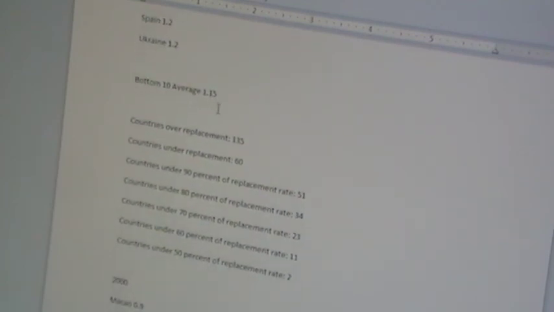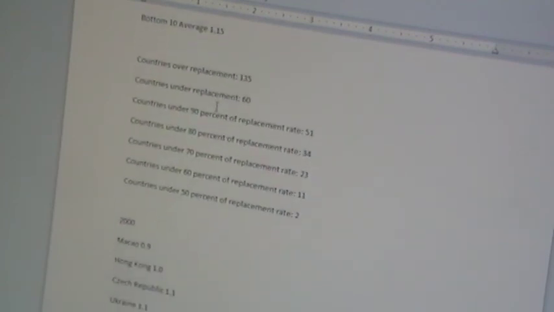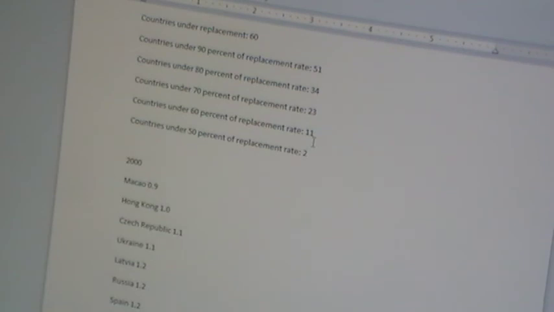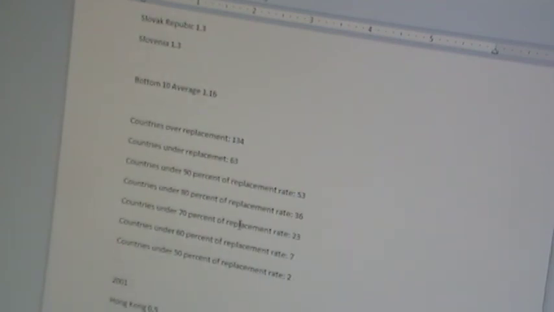And the bottom 10 average again remains at 1.15. Countries over replacement: 135, under 60, 51. All right, in 2000, Macao is 0.9, like I said. Hong Kong 1.0, Czech Republic 1.1, Latvia, Russia, Spain, Belarus, Bulgaria, Greece, Hungary, Italy. All right, the bottom 10 average is 1.16.